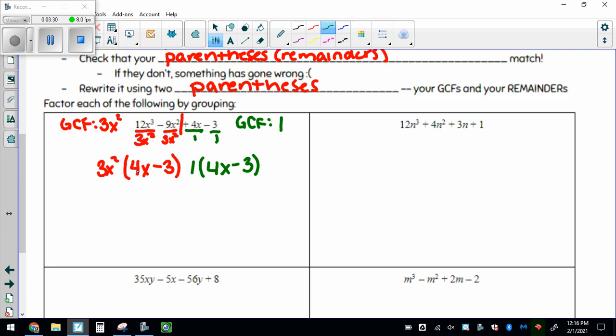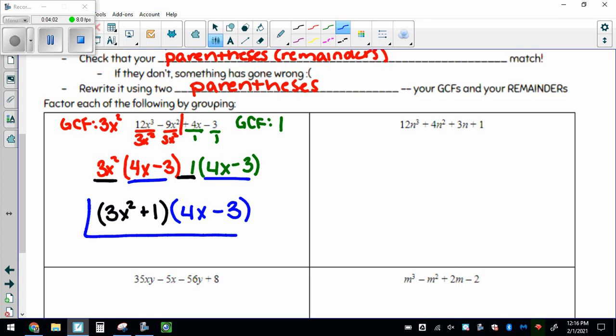We did GCFs on both sides. My parentheses do match. They both had a remainder of 4x minus 3, which is good. If your remainders were different, something went wrong. So we're going to put our GCFs into one parenthesis, in other words, 3x squared, and then a positive 1. And then our remainders, I know there are 2 of them, but we're only going to write it once. All right, and there we have it. That is factoring by grouping. This right here is my final answer.